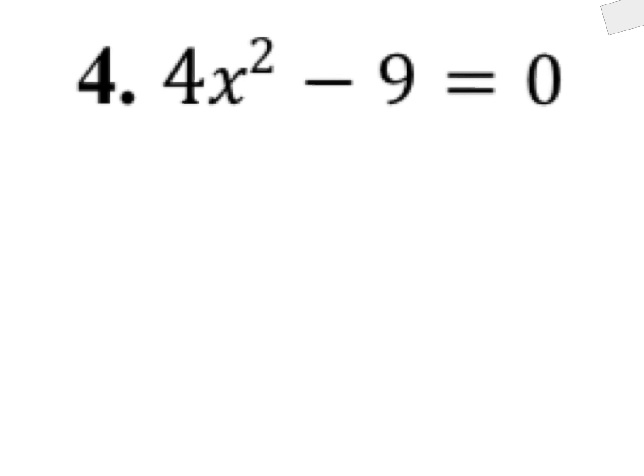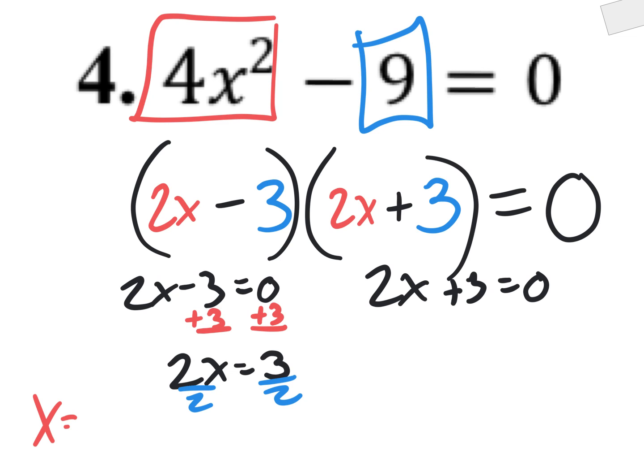Now we could split them. 2x minus 3 equals 0. 2x plus 3 equals 0. We could add 3 there, add 3 there. We will have 2x equaling 3. Final step, divide by 2, divide by 2. My answer is x equals 3 halves. This is way better than graphing, because even if you graphed, it would cross at 1.5, right?